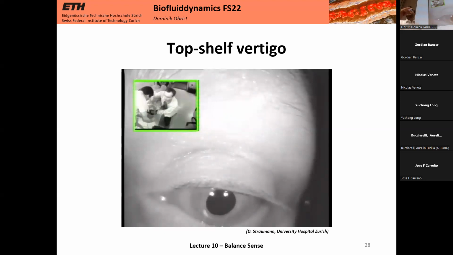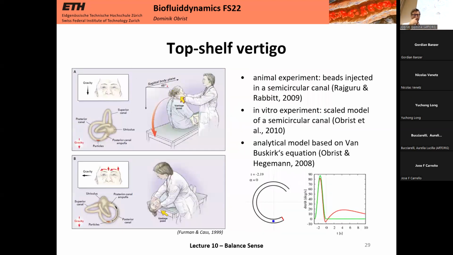This is called top shelf vertigo. Why? You're trying to pick up something from the top shelf, so you're tilting your head back, picking it up, and 1 or 2 seconds later, you start falling over. That's why it's called top shelf vertigo. You see here on the schematic on the left what the doctor just did.